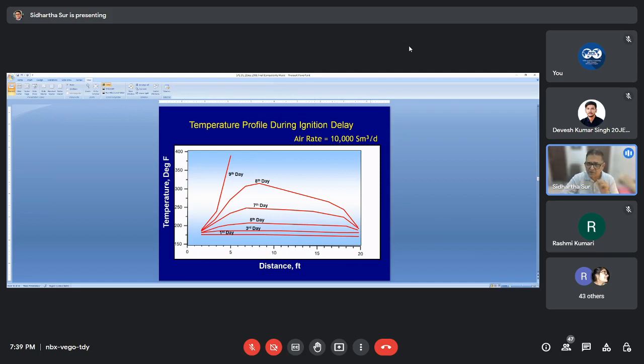Air, 10,000 cubic meter of air, is being injected in a reservoir of 70 degrees C. Within the first day, the temperature will be almost like this line. On the third day, you can see some increase. Fifth day, some more increase. Seventh day, increase. Eighth and ninth day, boom. You get a high temperature zone created around 5 feet away from the wellbore, a meter away from the wellbore. This is the temperature profile during ignition, spontaneous ignition.